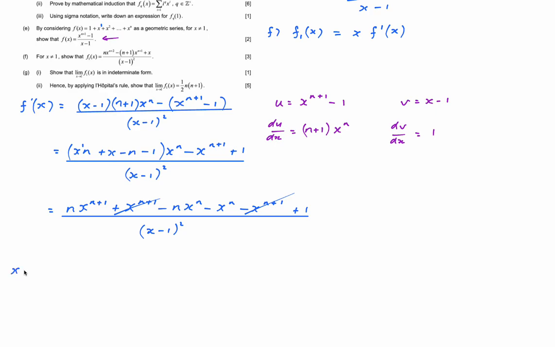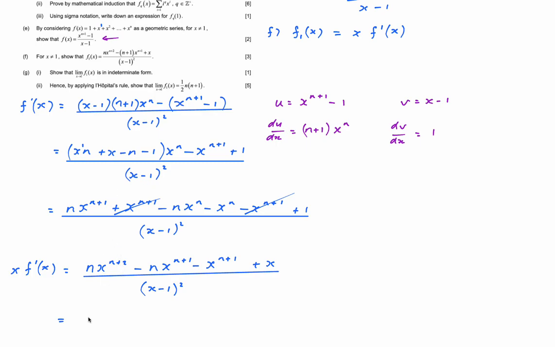Okay, now we're going to multiply x times f dash of x. We're going to multiply by x because that is what f1 of x is. It's x times this derivative. So I multiply this by x, I get n x to the n plus 2, which is what I want here. Okay, that's nice. Multiply this by x, and I get minus n times x to the n plus 1. Multiply this by x, x to the n plus 1, and multiply this by x is x. Divide by x minus 1 squared, and we're nearly there, guys.